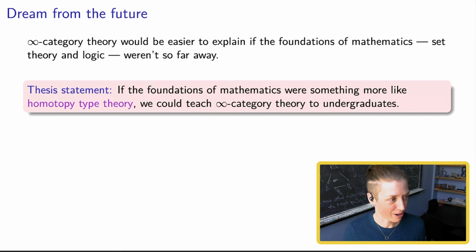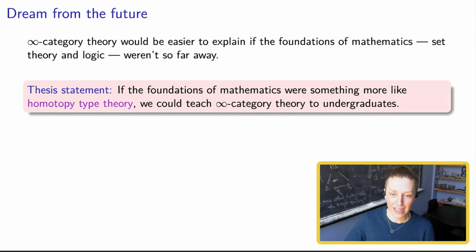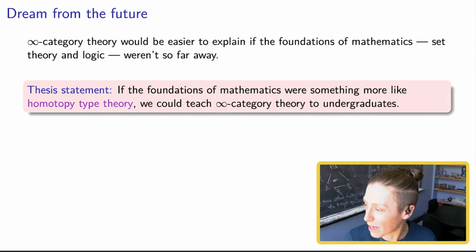then if that were the background implicit understanding of mathematics undergraduates, like mathematics undergraduates today don't necessarily learn the precise rules of set theory, but they know how to work in set theory. They know how to write proofs that are correct in set theory, what constructions are allowed, what sort of arguments are allowed. If the same were true, but with a more sophisticated foundation system like homotopy type theory, then we could teach infinity category theory to undergraduates, much like we teach something like abstract algebra to undergraduates today.